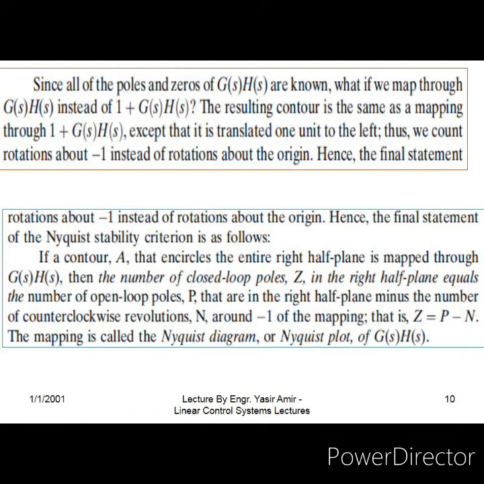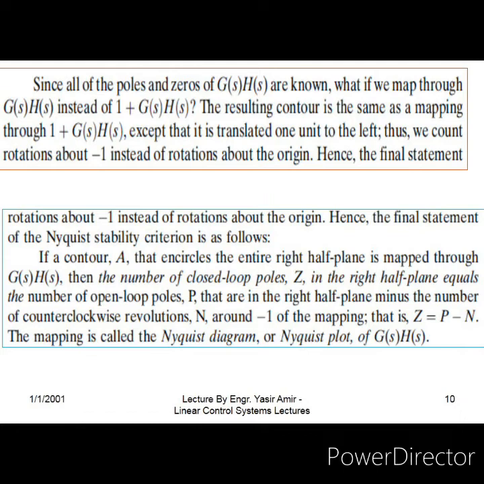Now listen to what this Nyquist criterion is all about. If a contour A, that is the closed path that we had taken in the S plane, from the origin up to positive infinity, then the entire big arc with infinite radius covering the entire right half plane going to negative infinity and then moving upward up to the origin, that outline, that contour, is mapped through the function GH, the open loop function, as we discussed in the previous slides, into another complex plane. We call that the GH plane.